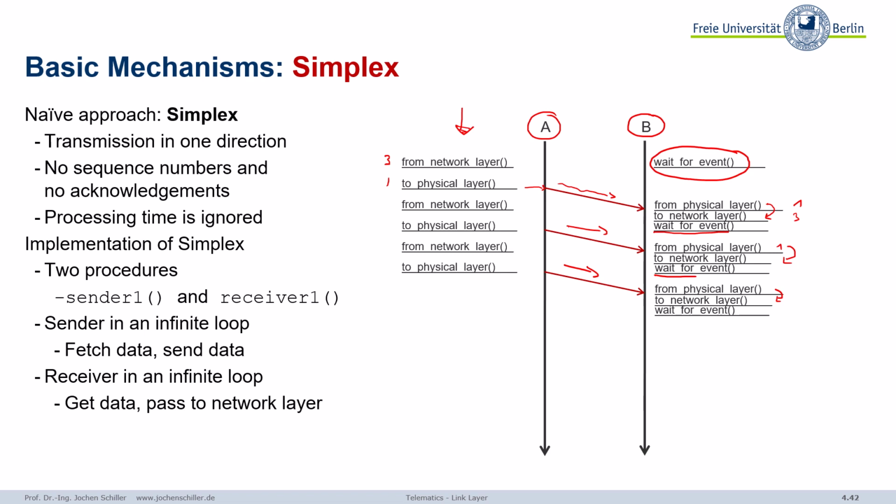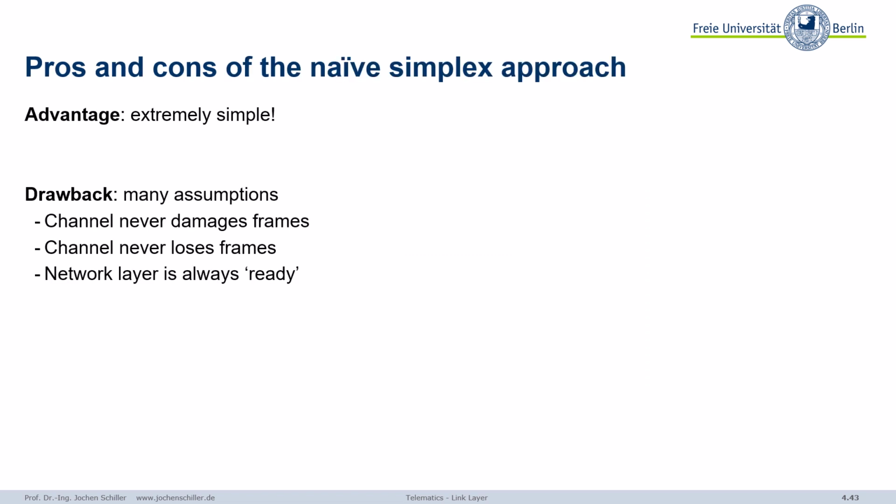So the network layer gives you something, and then you forward it to the physical layer, and that's it. Okay, but yes, it's very simple. The problem is we made too many assumptions that simply do not help. So we assume the channel never damages frames, never loses frames.